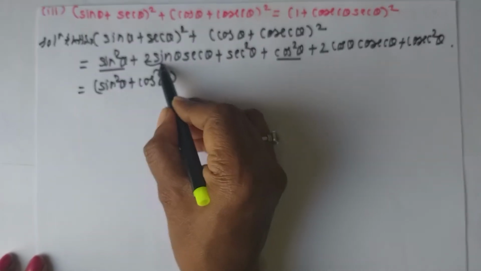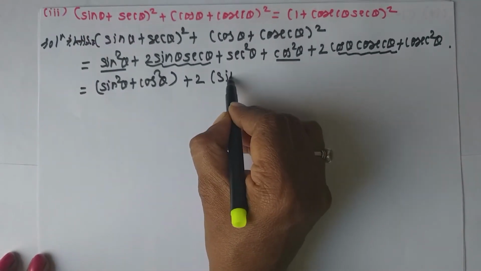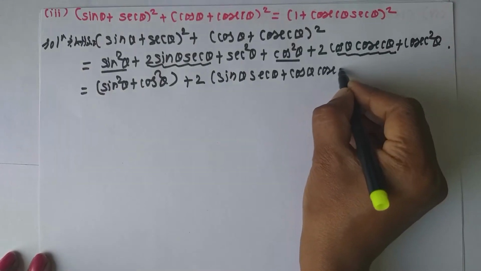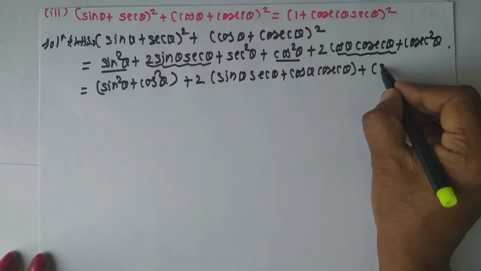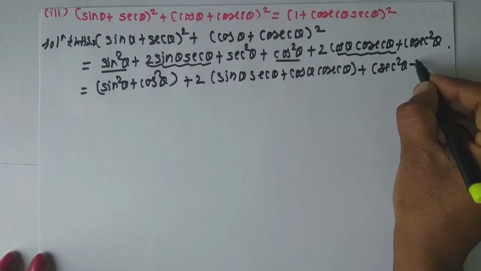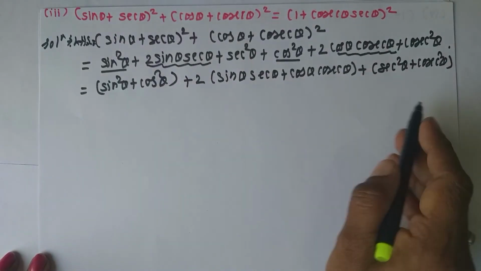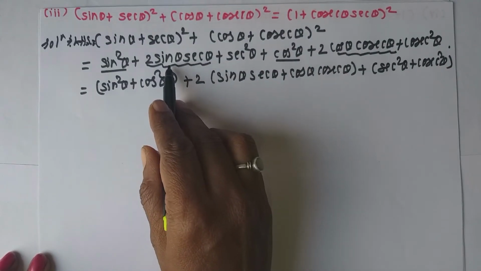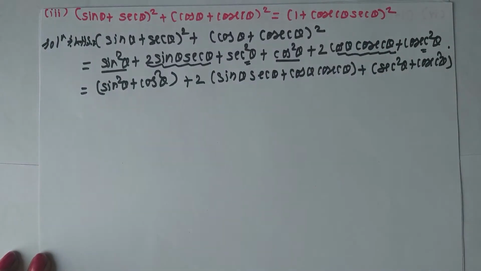Now from these two terms, I will take 2 common, and what remains in the bracket? sin theta sec theta plus cos theta cosec theta, and I will keep the remaining two terms together. This will be sec square theta plus cosec square theta. I am only rearranging terms here, taking sin square theta and cos square theta together, and these remaining two terms in one bracket. Okay, now we will simplify this.